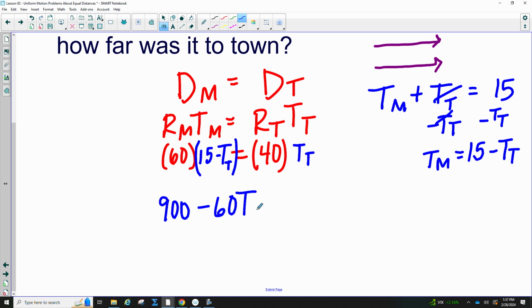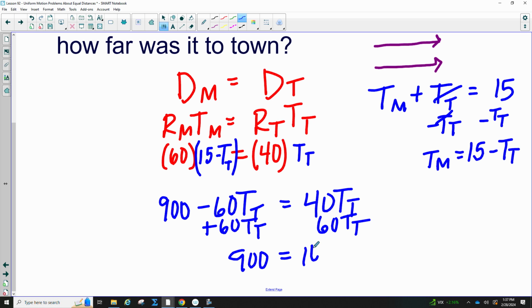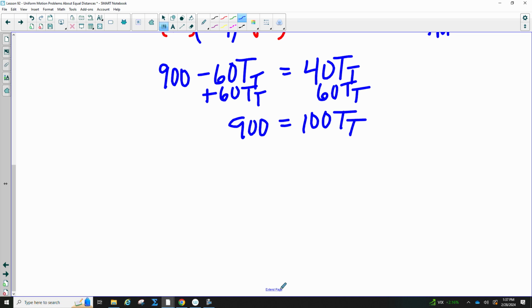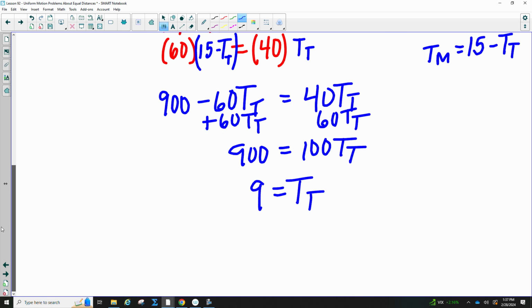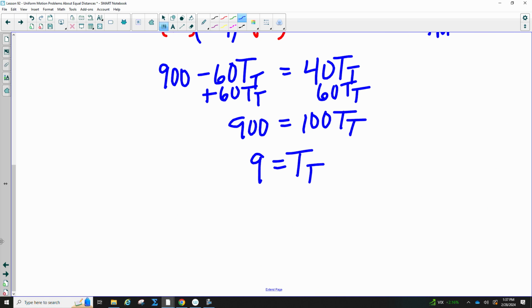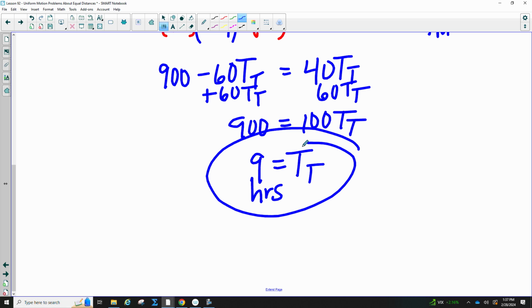And on this side, we get 40 TT when we multiply those. So then I'm going to add this lovely 60 TT to both sides. So I have 900 equals 100 TT. And divide both sides by 100, and so I get 9 equals TT. Now, they told us that our rates were in miles per hour. So what is this time units going to be? Hours. Okay. Since our rate was in miles per hour, our time is in hours, and our distance is in miles.